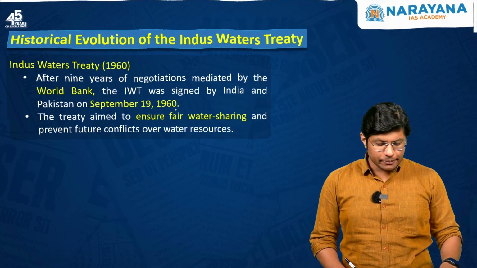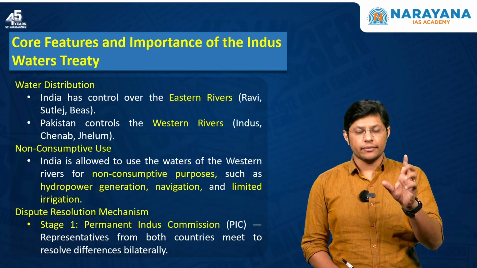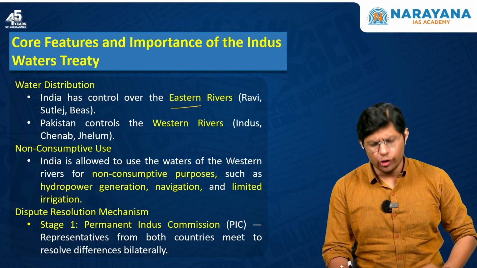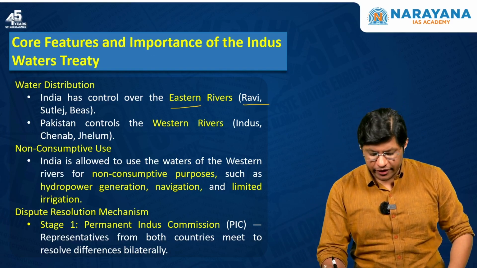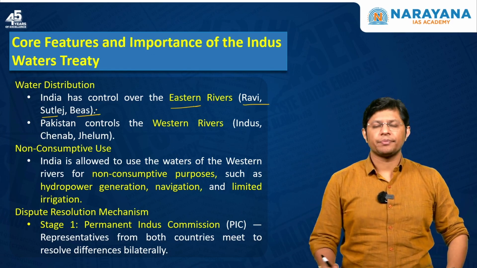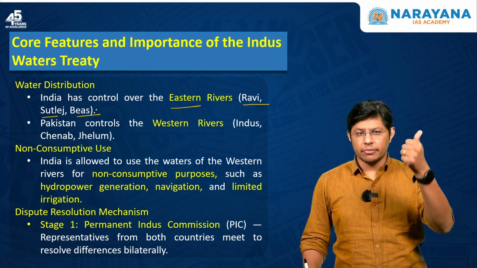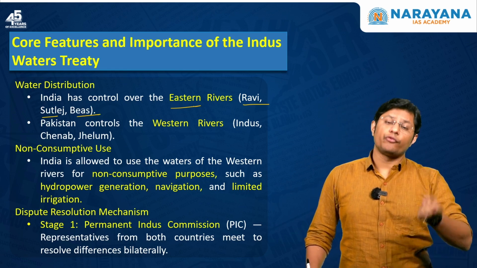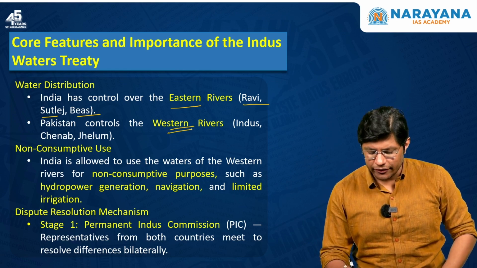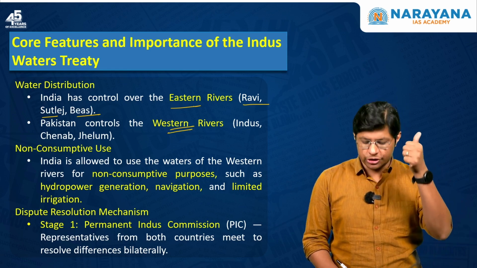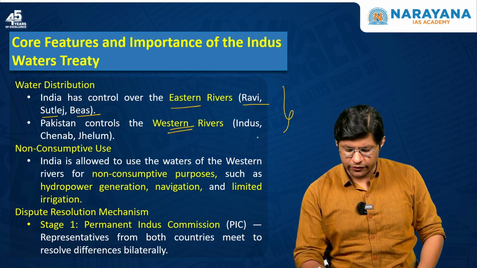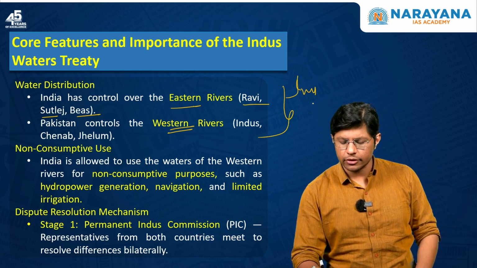Now, as per this Indus Water Treaty, India will have full control over the eastern rivers, like Ravi, Satluj and Beas. So, Ravi, Satluj and Beas, India will have full control. And Pakistan would have full control over the western rivers, that is Indus, Jhelum and Chenab. Right? This point is very, very important.